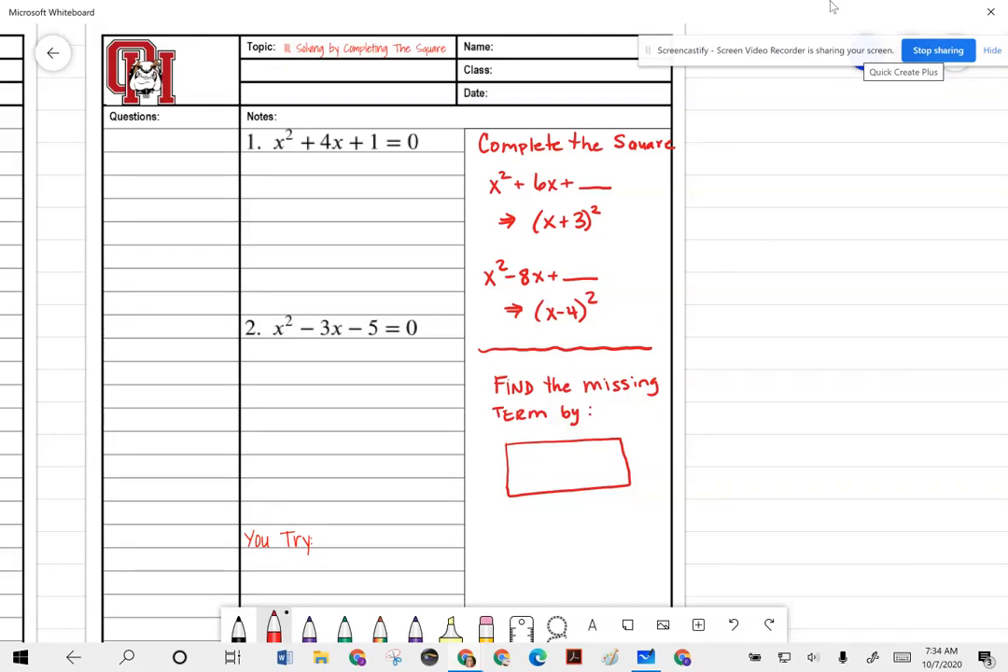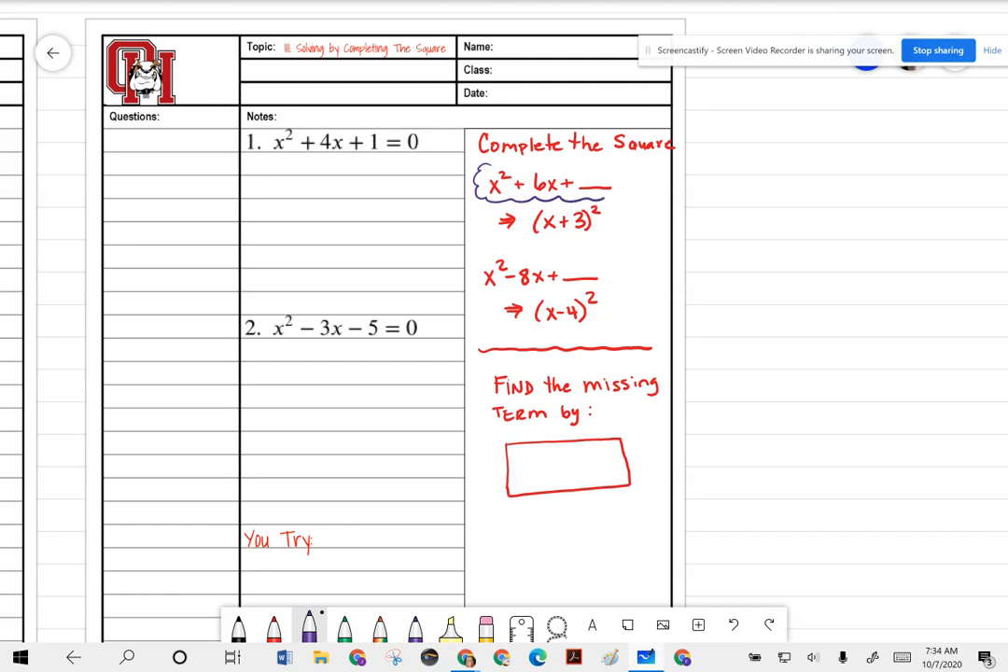Guys, in this video we are going to cover topic 3, which is solving a quadratic equation by completing the square. Before we go into examples 1 and 2, I want to talk about the idea behind completing the square. You are supposed to take this trinomial and make it a perfect square trinomial so that it can be factored like this: x plus 3 squared.